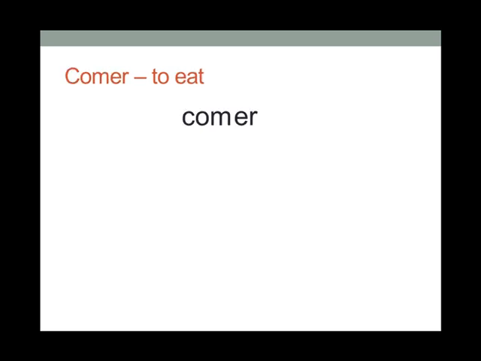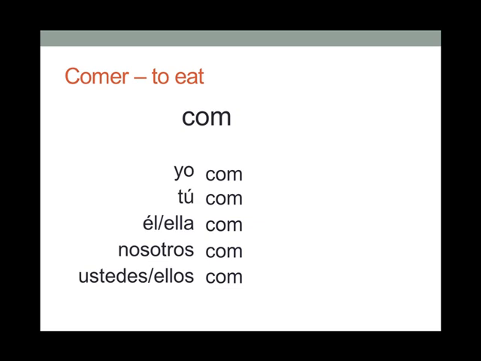Let's try an ER one. Comer, to eat. First step, we erase the ending. We have our base. We have our different pronouns and we have our endings. O for yo como, I eat. Tú comes, yes, you eat. Él o ella come, he or she eats.